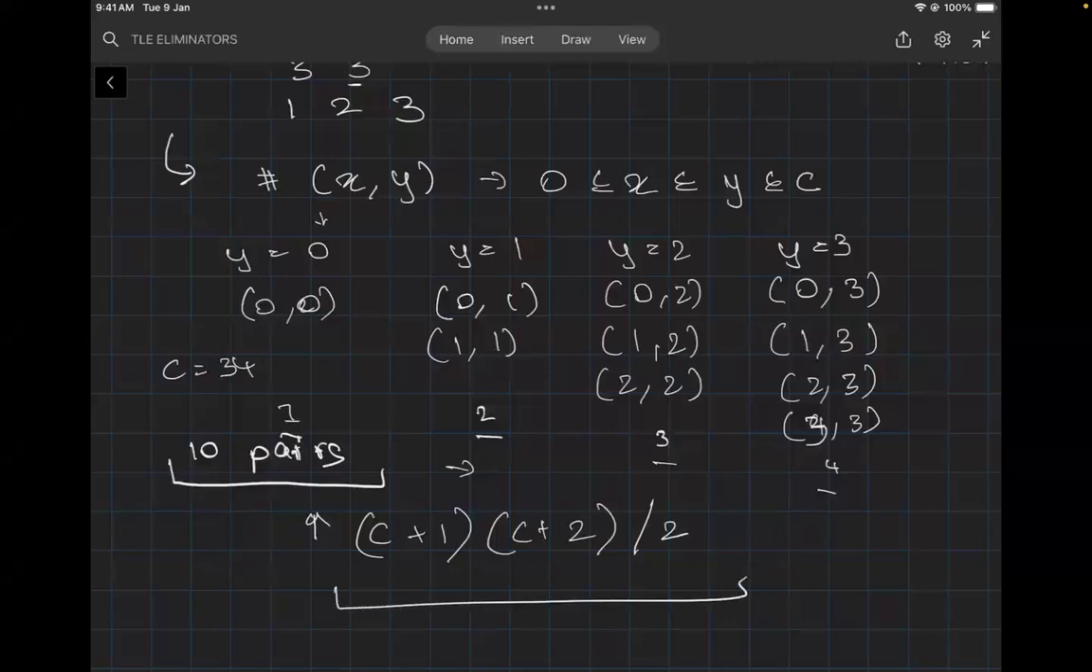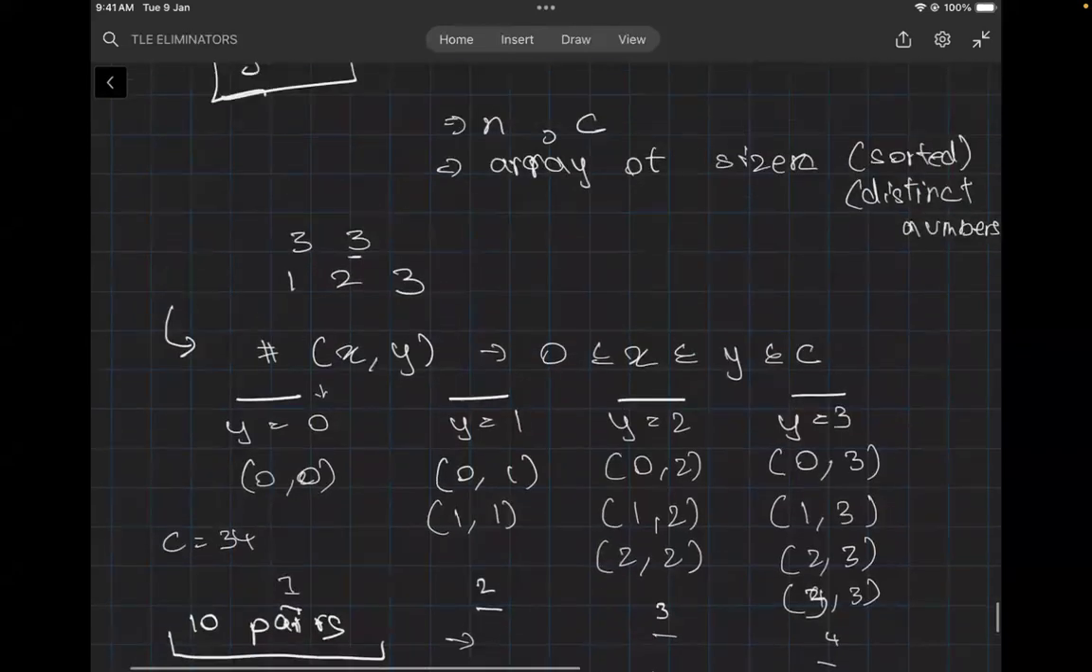Do you get this, guys? Like if you fix y is equal to 0, y is equal to 1, y is equal to 2, y is equal to 3, the total number of pairs that you can make is just (C plus 1) into (C plus 2), so on and so forth. So in this particular case, since C was 3, the total number of pairs that I can make is just 10 pairs. Okay. What about others? Is this much clear? This is the number of pairs that you can make.